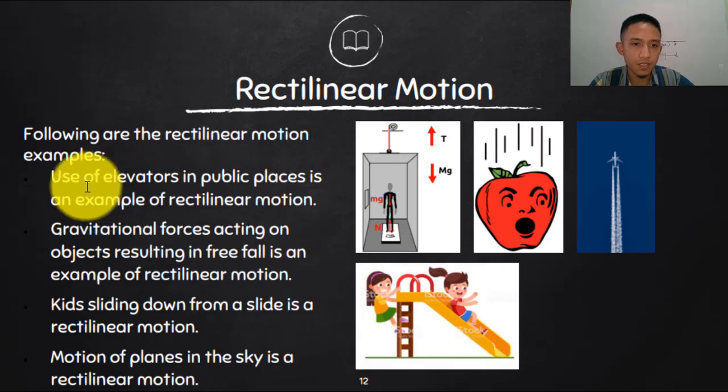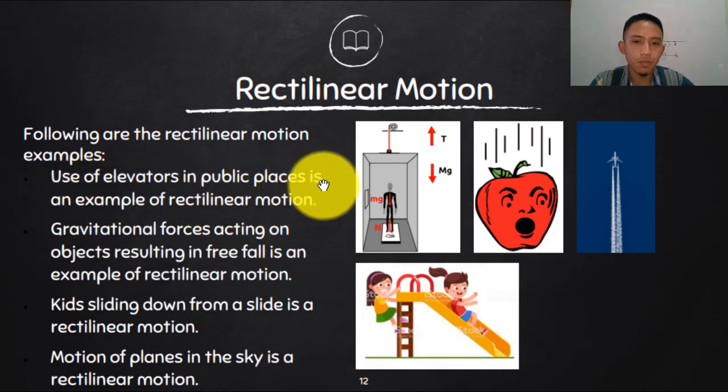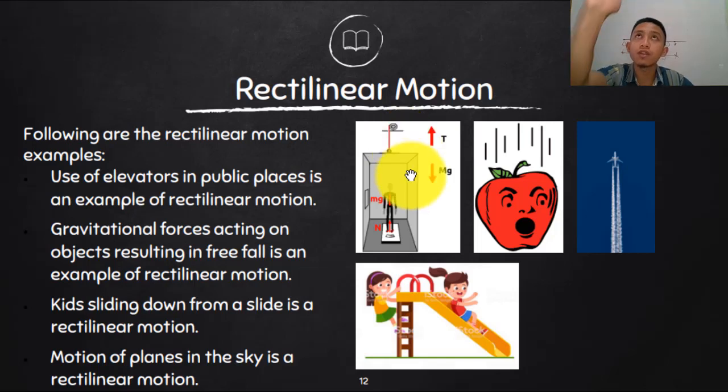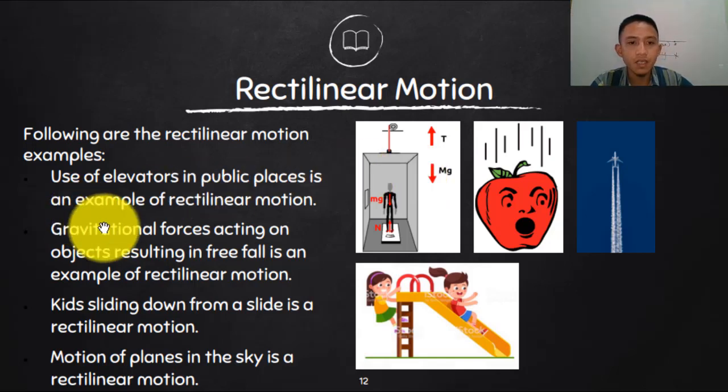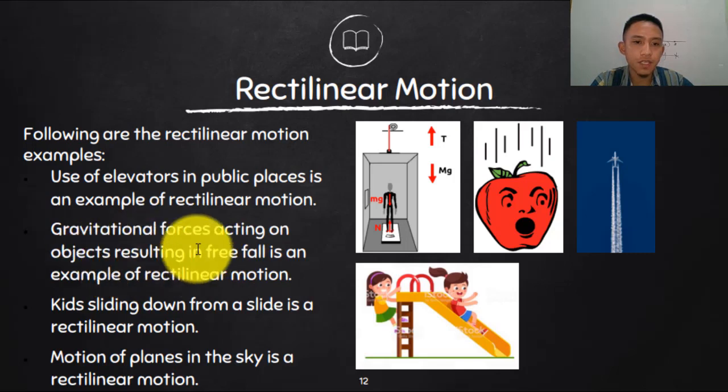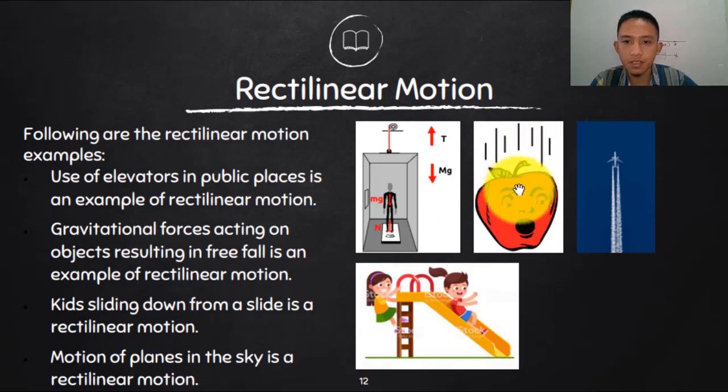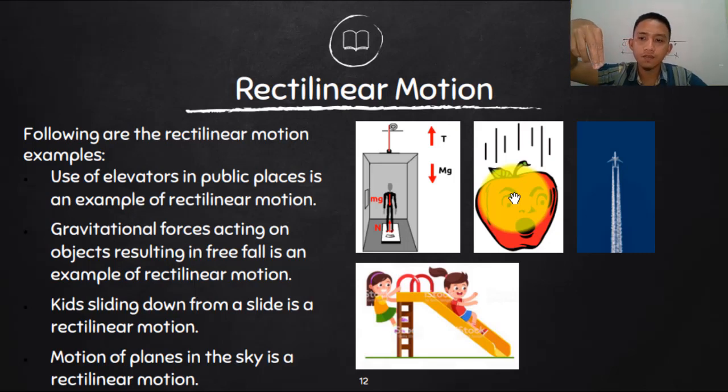For example, the use of an elevator in public places is an example of rectilinear motion. Of course, because the path of the elevator is a straight line, isn't it? It's either going up or going down. That is rectilinear motion. Gravitational force acting on an object resulting in free fall is an example of rectilinear motion. In this second picture, let's say an apple is falling down from the tree. That will follow, of course, the direction of gravity, which is straight going down.